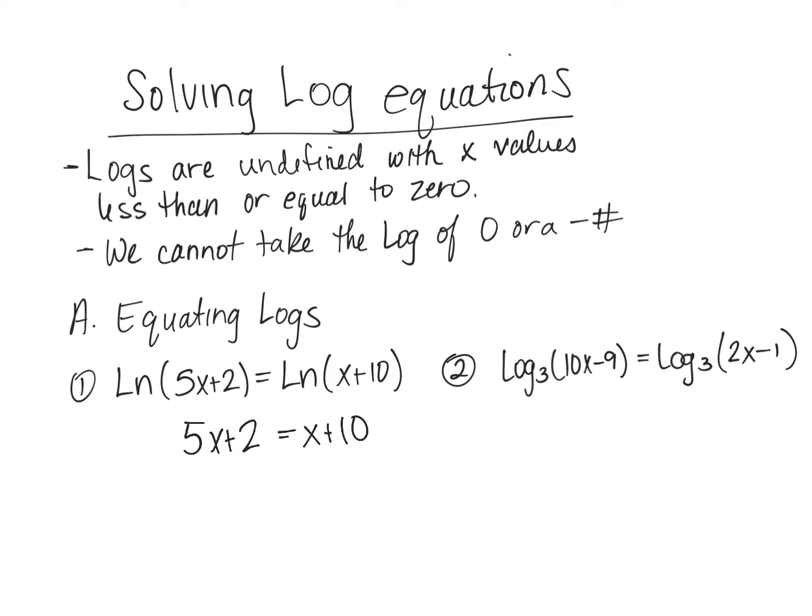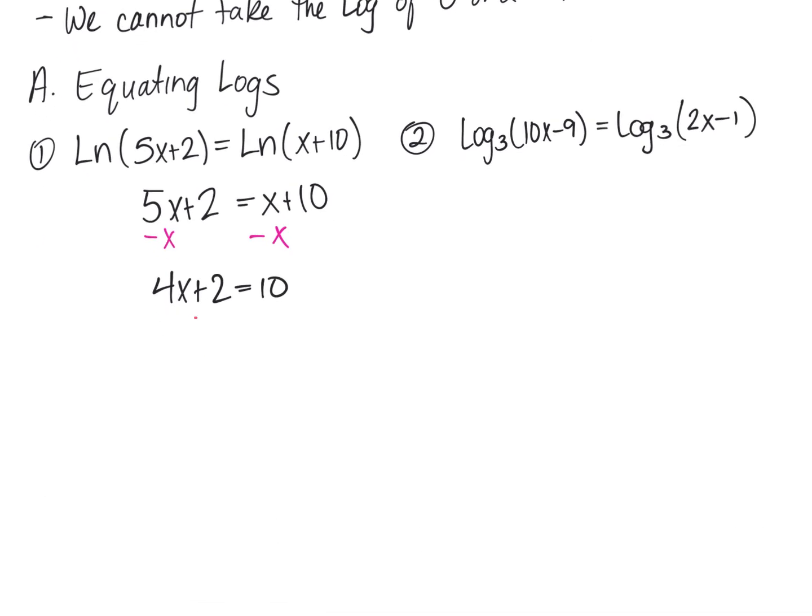How do we solve an equation with variables on both sides? Subtract the x. And so 4x plus 2 equals 10. And then we will subtract the 2. And 4x equals 8, and x equals 2.